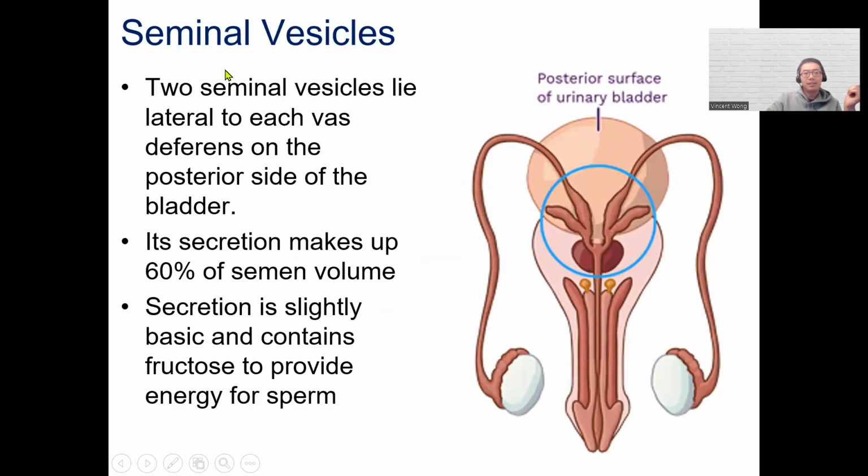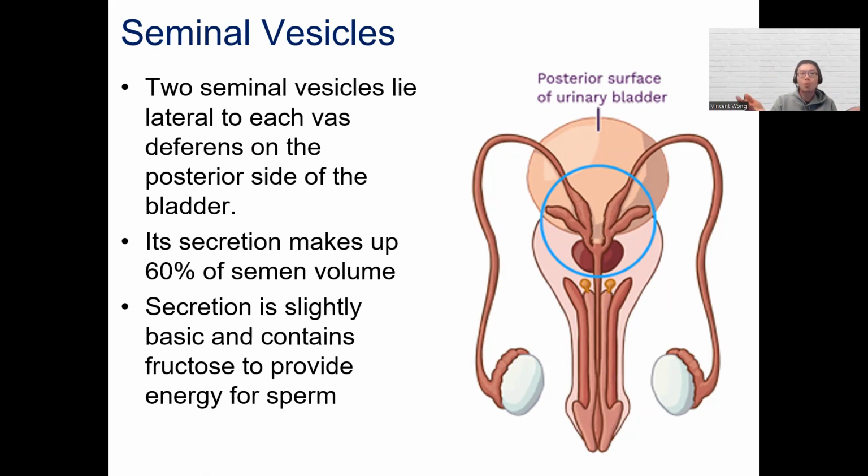Anyway, this is the seminal vesicle that I was telling you about, and they are located at the back of the urinary bladder, and that is going to be secreting a majority of the semen volume, up to 60% of it. Okay, slightly basic for the reason I told you about, and it contains fructose to provide energy for the sperm. Okay, so once the sperm leaves the male body, right, there's no nutrient supply for them.